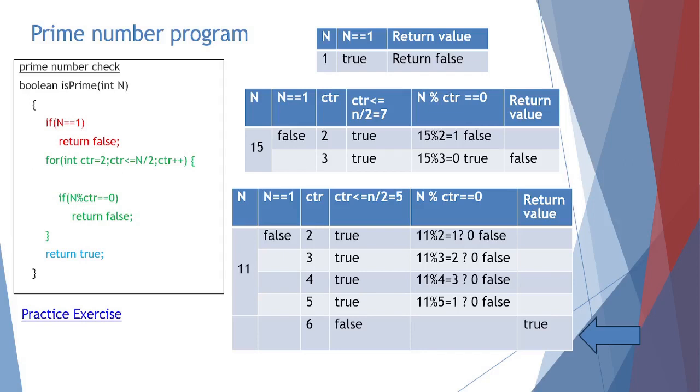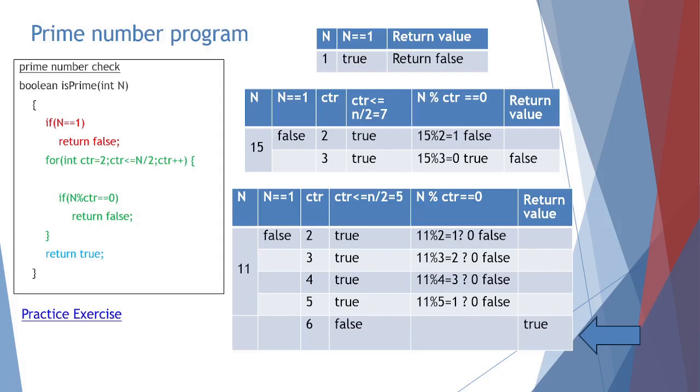Okay. Now see the column n modulo CTR double equals to 0. Is 11 modulo 2 0? No. 2 5s are 10. Remainder is 1. It is not equal to 0. Then our CTR plus plus, 3. 11 modulo 3. 3 3s are 9. Remainder is 2, not 0. False. 11 modulo 4. 4 2s are 8.